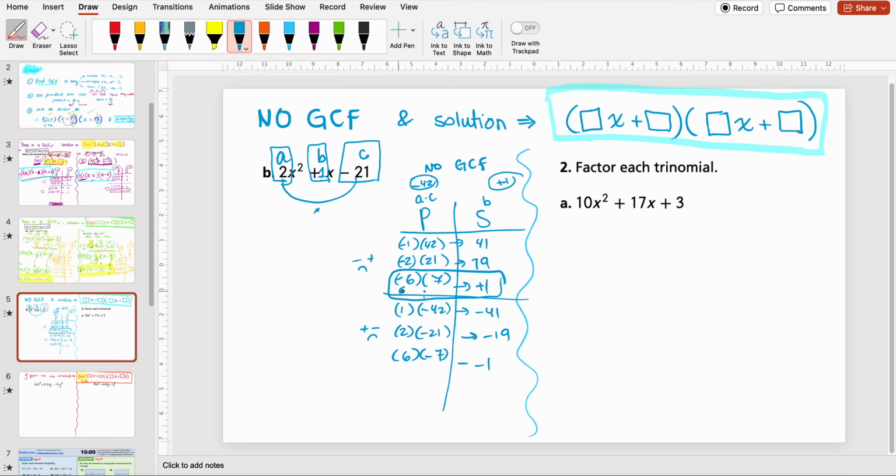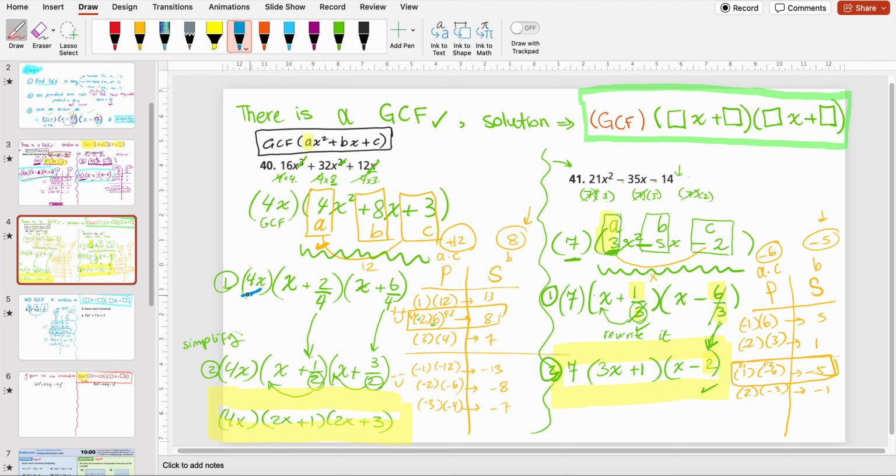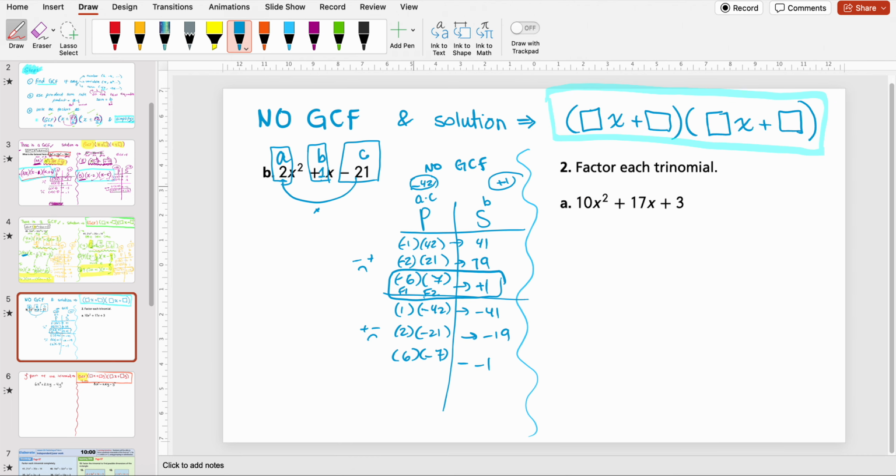Okay. First factor, second factor are ready. How do we write the answer? There is no GCF to write before. Like in the earlier case where we had a GCF to write at the beginning, but here there is none. So directly open 2 brackets. x plus, what's your first factor? Negative 6. So x minus 6 directly.